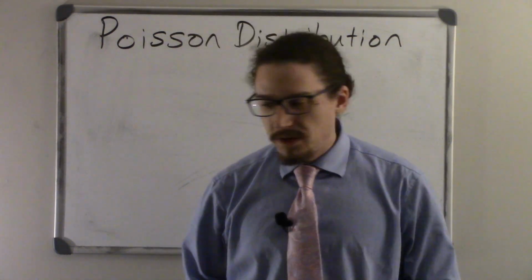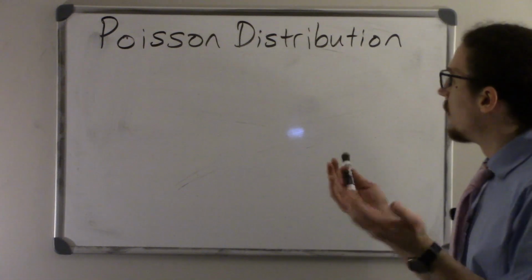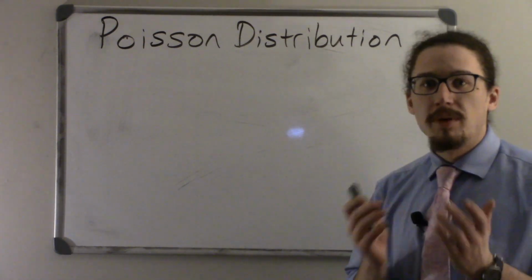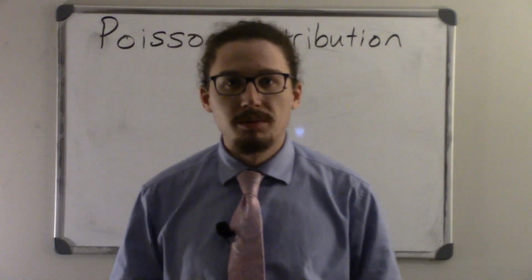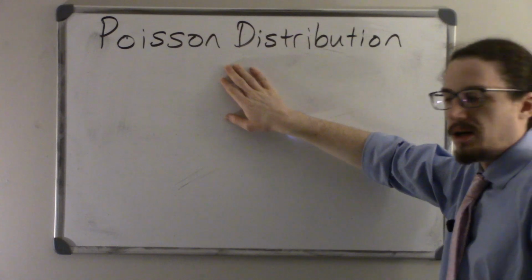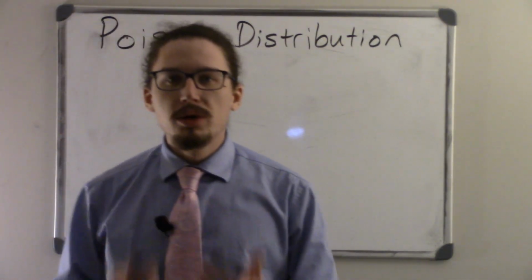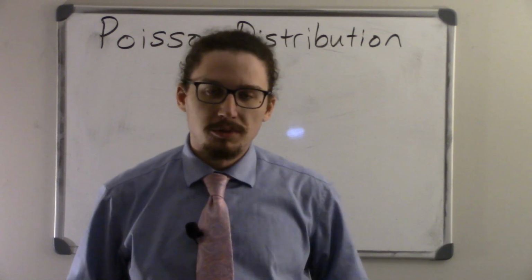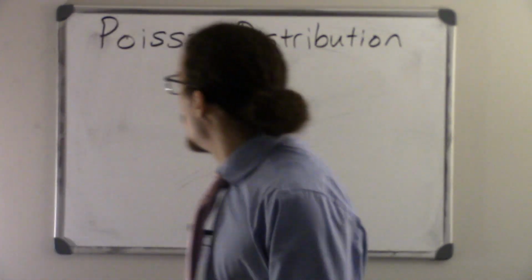In this video, we are going to be talking about the second and last of our special cases of discrete probability distributions, and that is the Poisson distribution. The Poisson distribution and the binomial distribution have some similarities, although they are distinct.